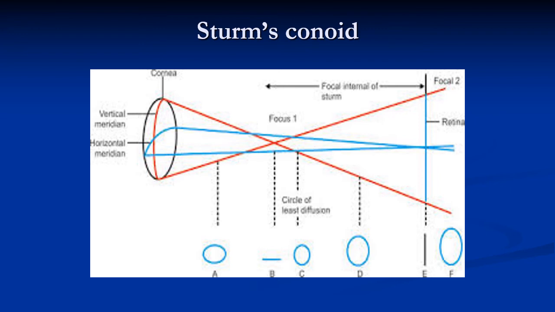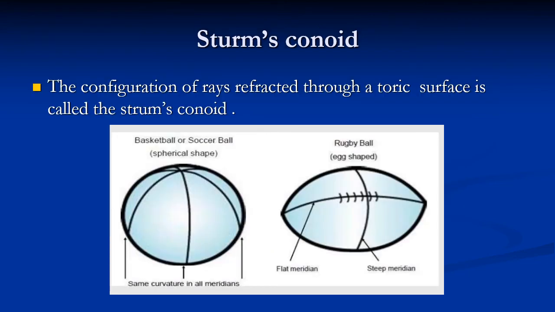So according to this, the Sturm's conoid is decided. So we will see what are the positions. The configuration of rays refracted through a toric surface is called the Sturm's conoid.